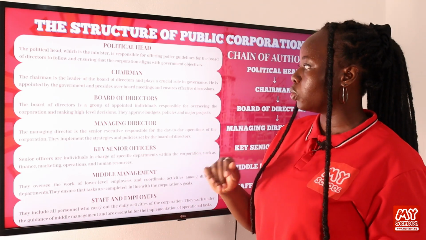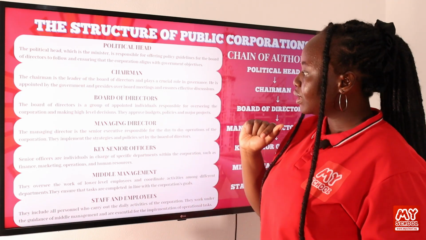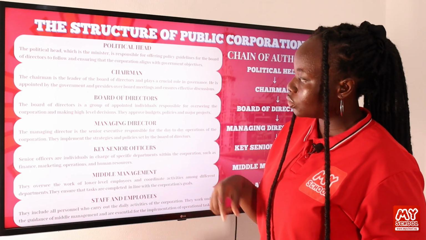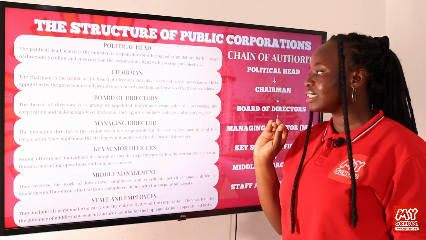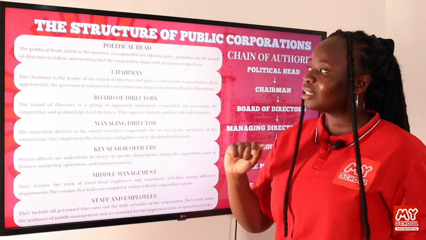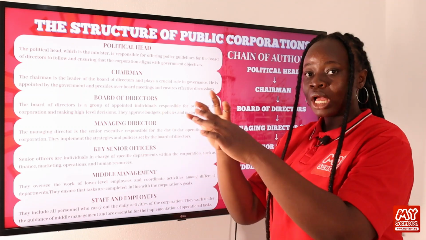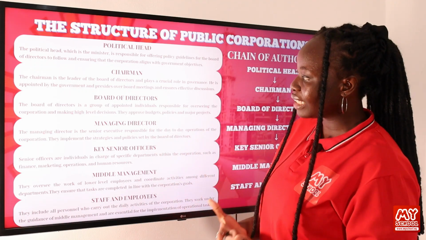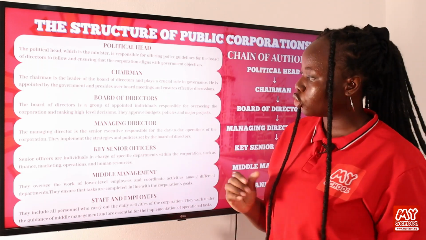So the board of directors is a group of appointed individuals responsible for overseeing the corporation and making high-level decisions. They approve budgets, policies, and major projects. So the chairman is the chairman of the board. So the chairman, along with the board of directors, are responsible for making those decisions that help to ensure that the public corporation runs smoothly.